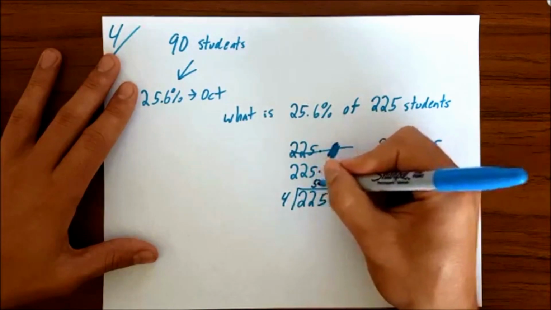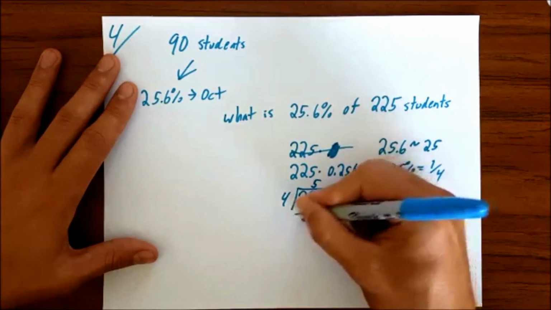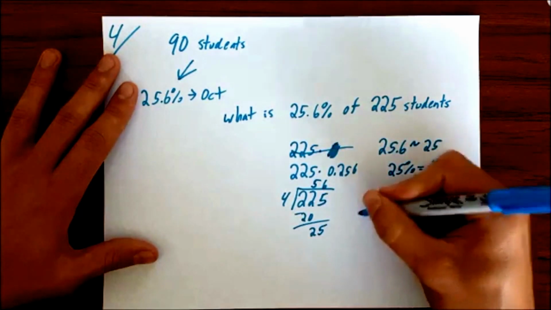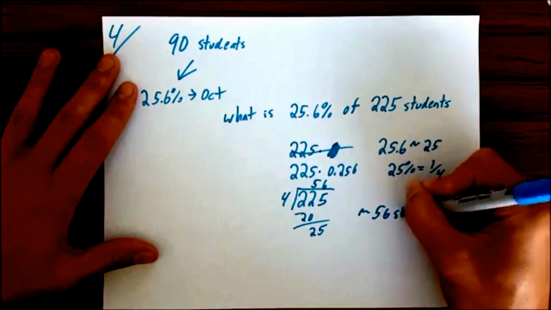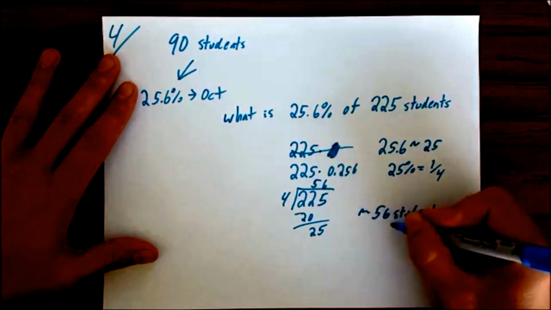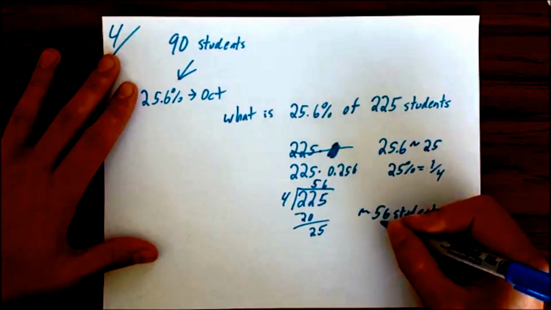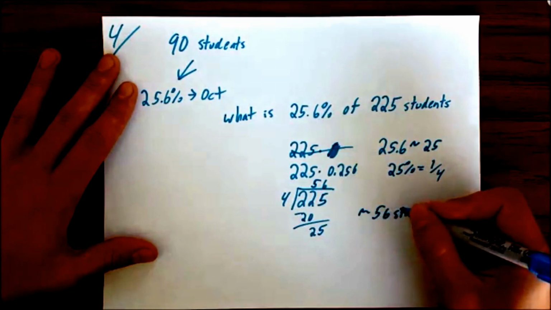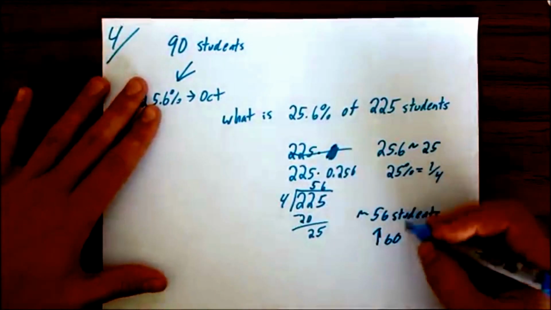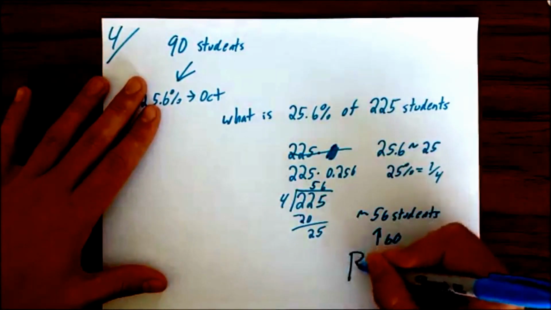It's going to be 50, 20 minus is going to be 25, 6. So you actually get about 56 students. And then you have to remember your rounding rules. Since it's over half, you round up to 60. So that's what the answer is, 60, and so that's letter B.